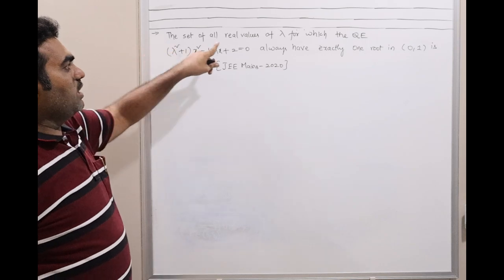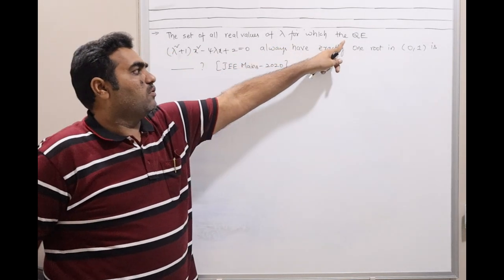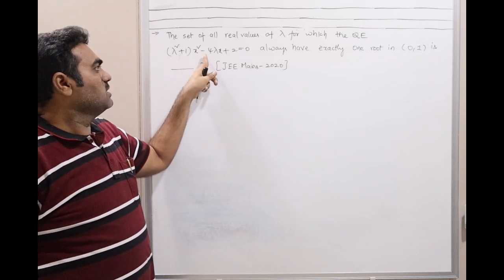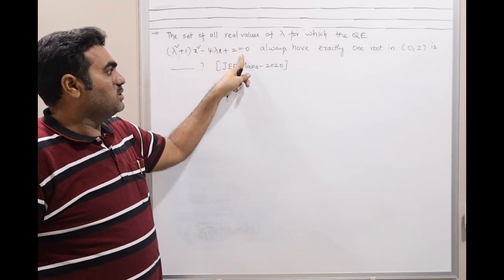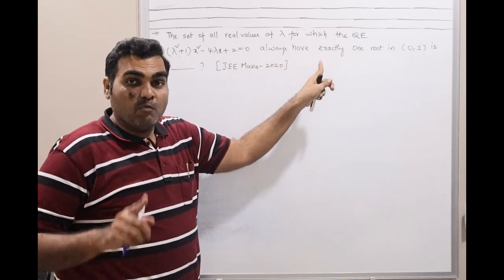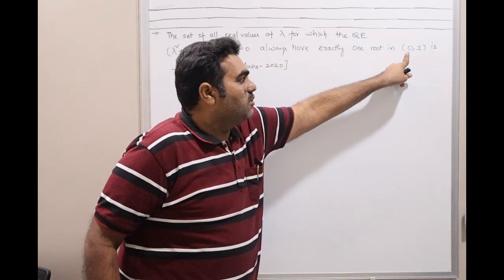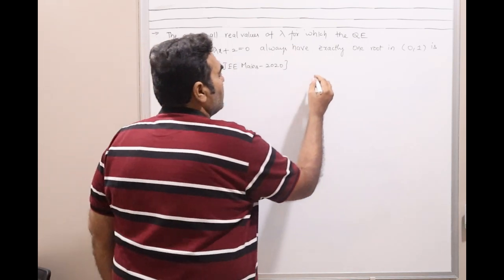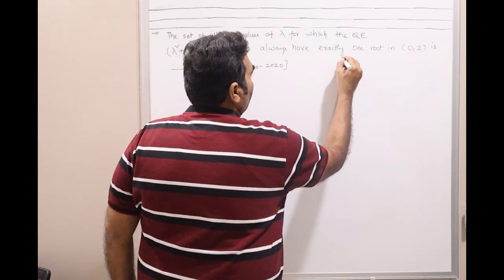So the set of all real values of lambda for which the quadratic equation (lambda square plus 1) x square minus 4 lambda x plus 2 is equal to 0 always has exactly one root in the open interval 0 to 1 is... So now once again let us plot the graph.